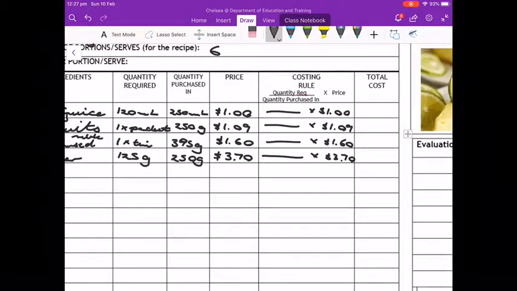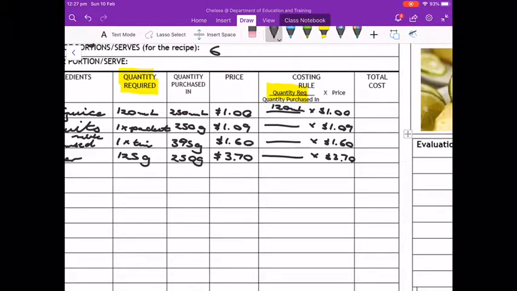What we do on the top of the fraction, if you can see it here, we have to use the quantity required. So we have 120 mils, 250 grams, 395 grams, and 125 grams.